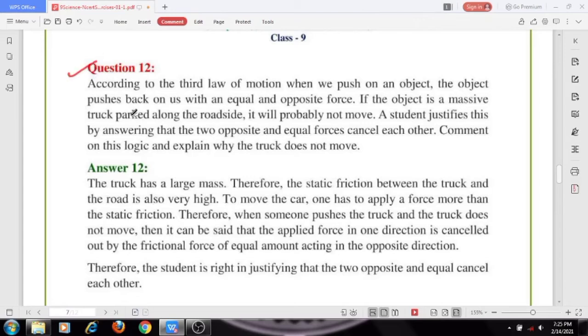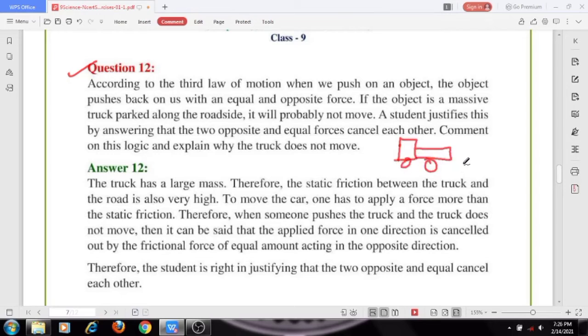This is question number 12. According to the third law of motion, when we push on an object, the object pushes back on us with an equal and opposite force. If the object is a massive truck parked along the roadside, it will probably not move. A student justifies this by answering that the two opposite and equal forces cancel each other. Comment on this logic and explain why the truck does not move. So for example, we will take a picture for this. Consider this as a truck.